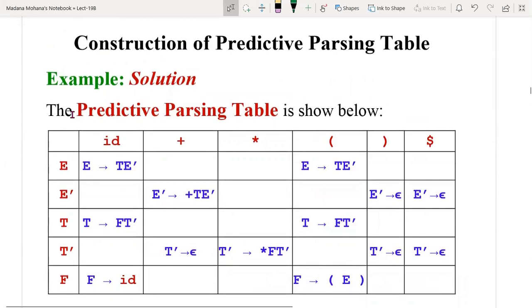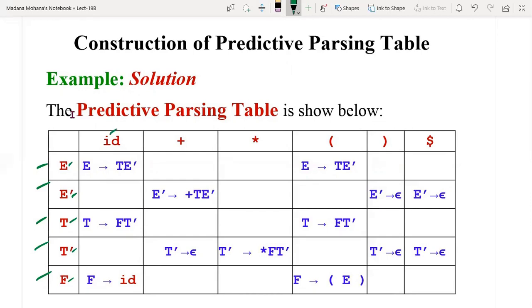So the table structure: for all row values, you include all the variables, or non-terminals, in the given grammar in order. The first variable is E, the second one is E dash, the third one is T, the fourth one is T dash, the fifth one is F. Then for all the column values, you include all the terminals in the given grammar, in any order, no problem.